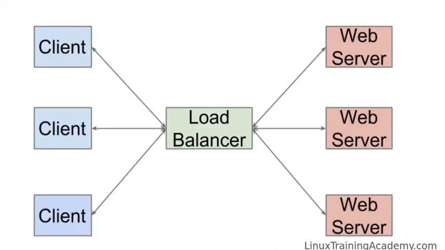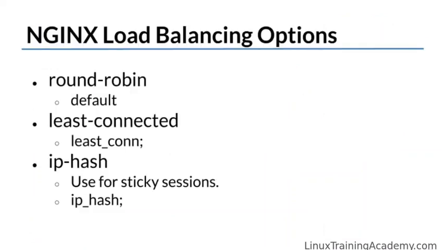Here's a diagram that shows what we're going to accomplish in this video. We will be building a load balancer that will accept requests from clients, route those requests to a web server for processing, and send back the results to the client. If a web server isn't available, the load balancer will send the request to a web server that is up and accepting connections. There are 3 load balancing options with Nginx.